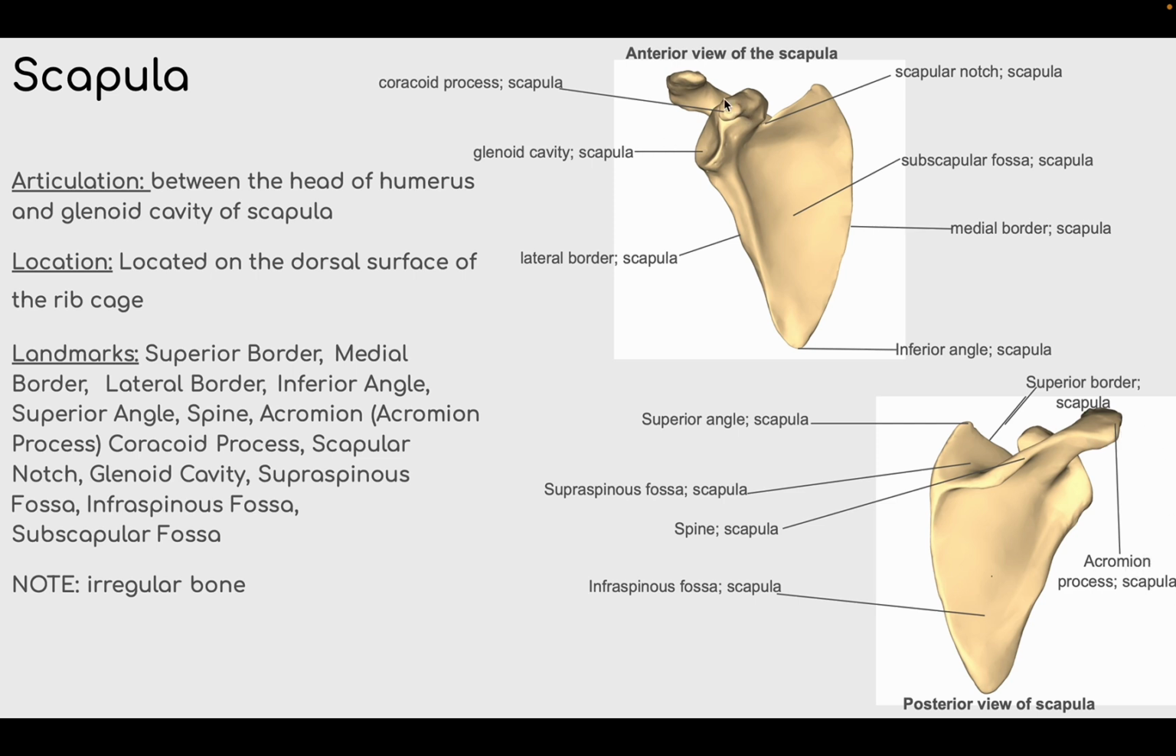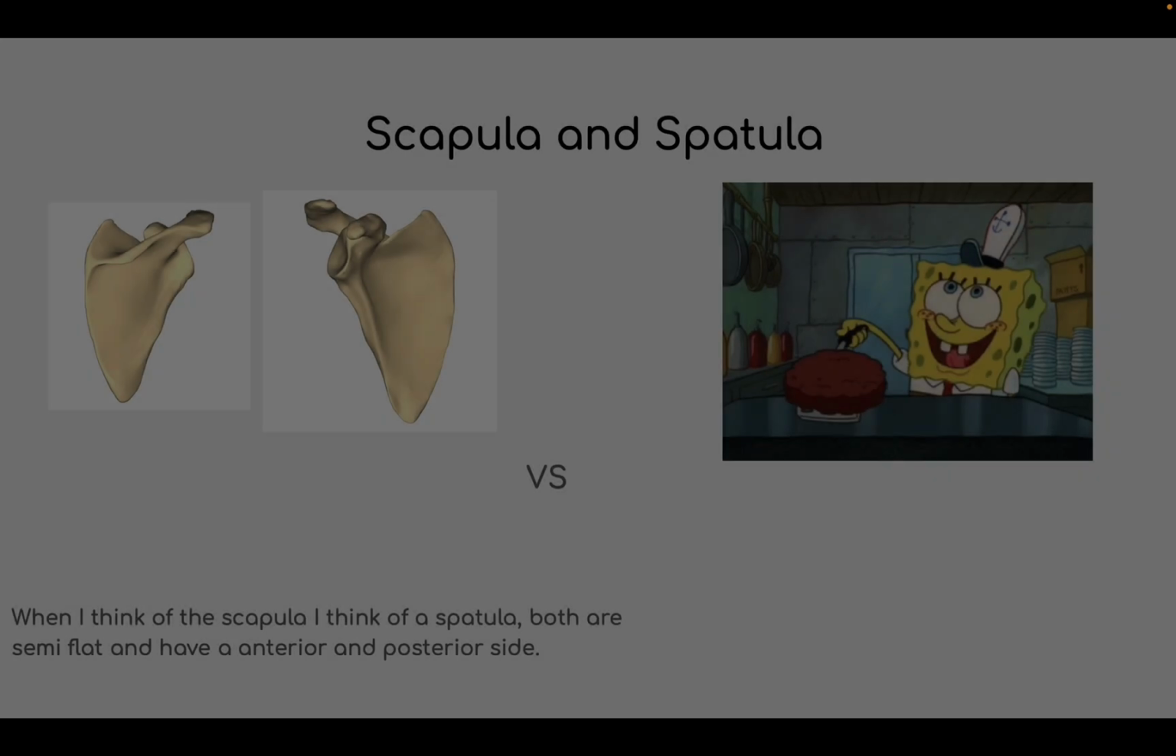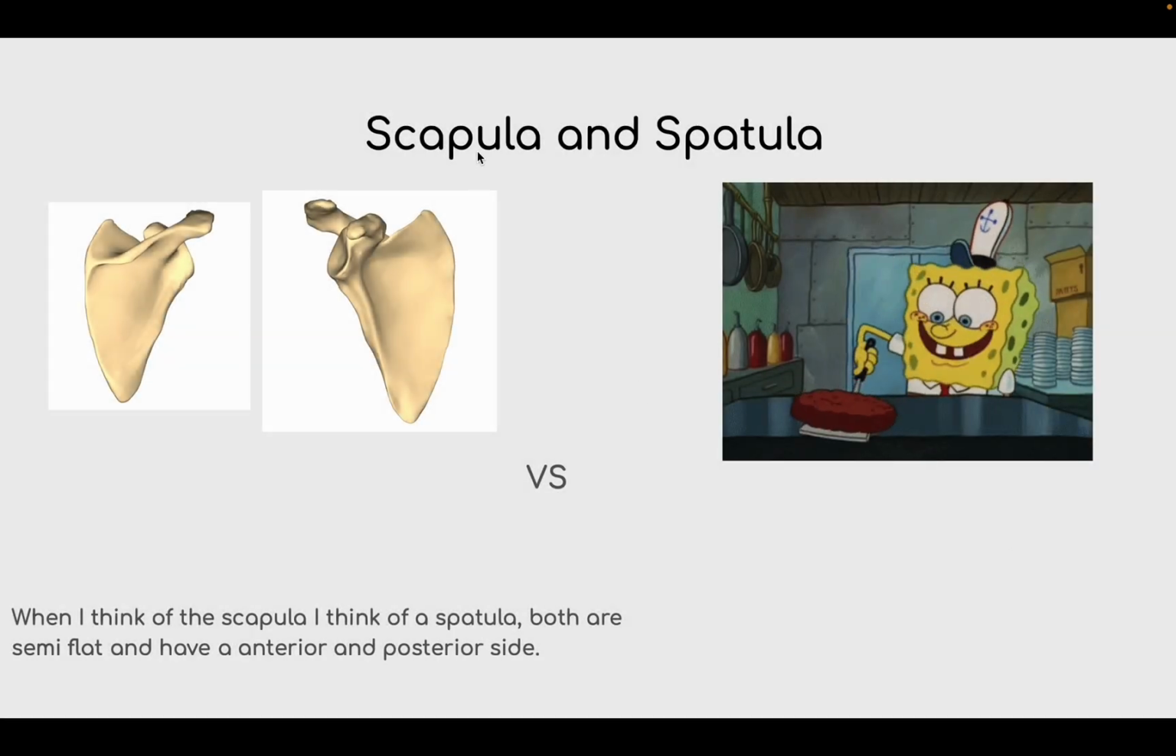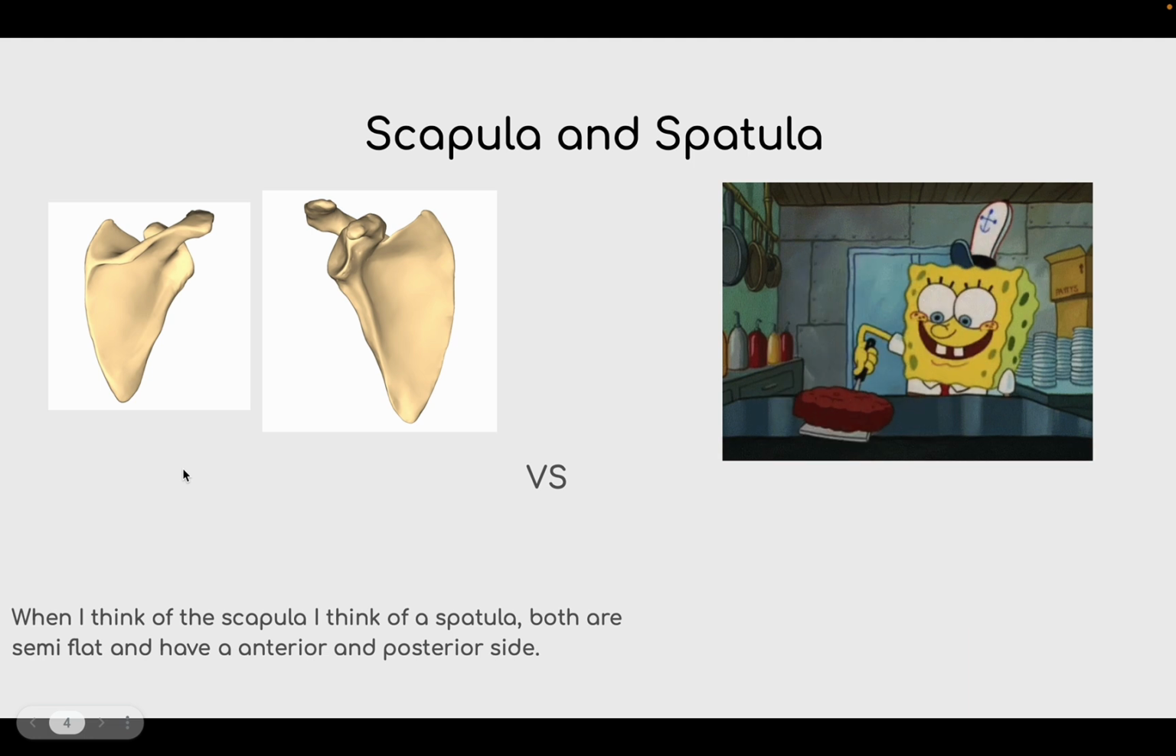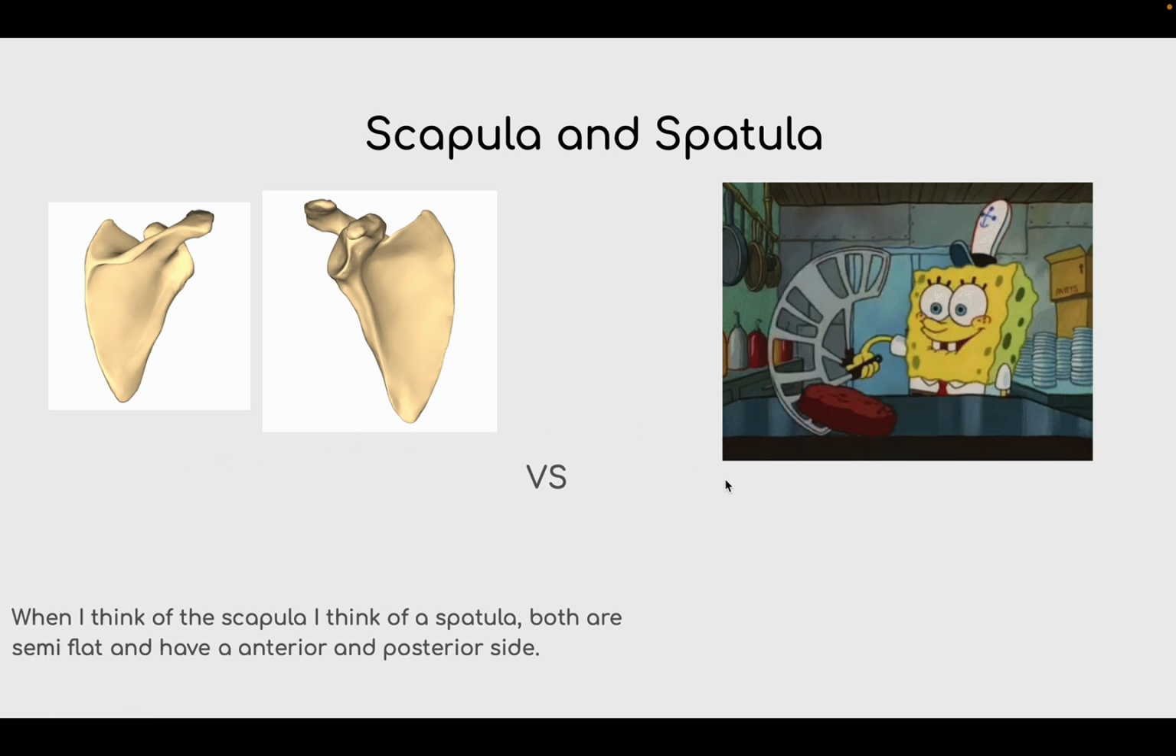It's right next to the coracoid process of it, but it does stick out further than the coracoid. And to remember scapulae, just think of a spatula. They both are semi-flat and have an anterior and posterior side.